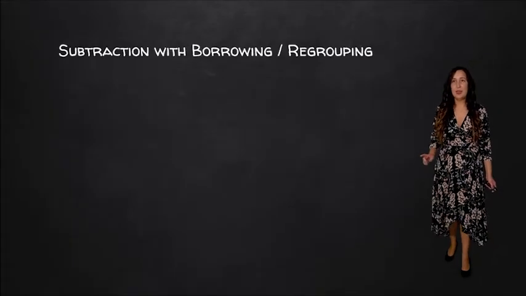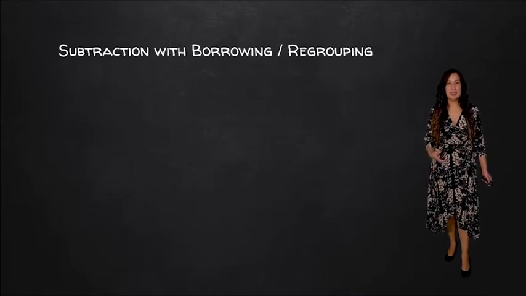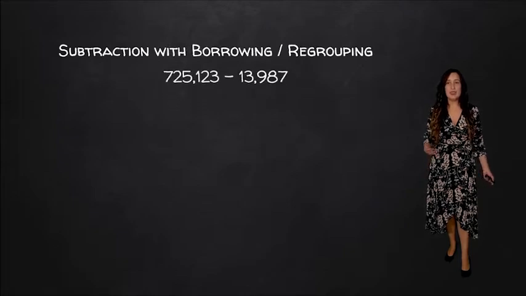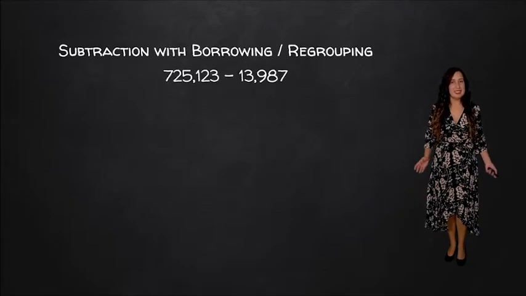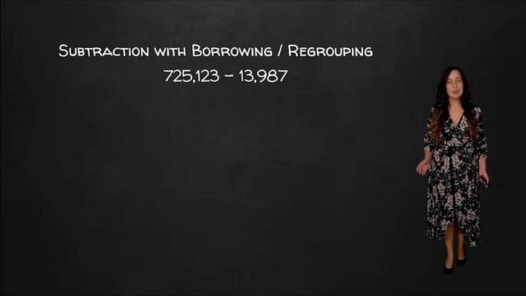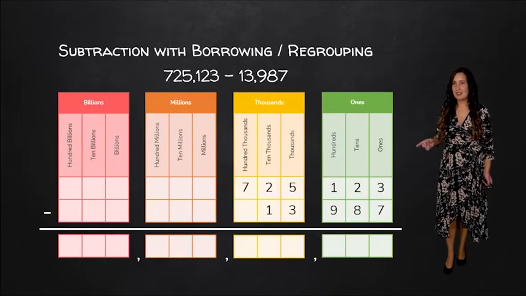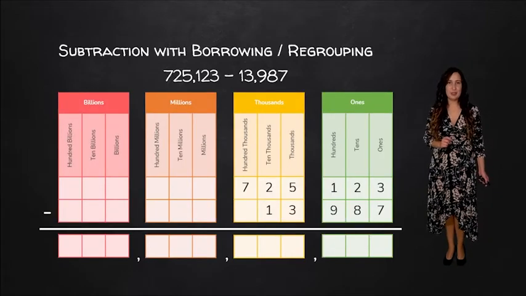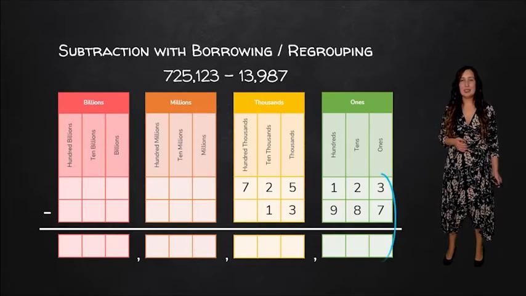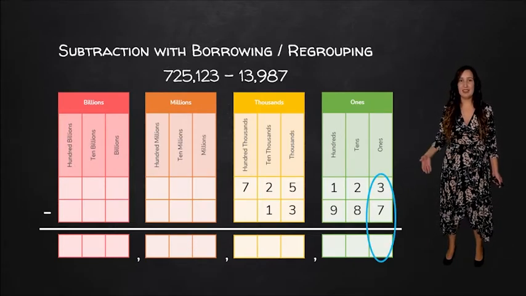Alright? So now we are going to do an example that does require for us to borrow and regroup, and we'll talk about what that means. Alright? So this example is going to be 725,123 minus 13,987. Again, to make our lives easier, here we have our place value chart, and we're going to start off with the ones. So in our ones place value, we have 3 minus 7.